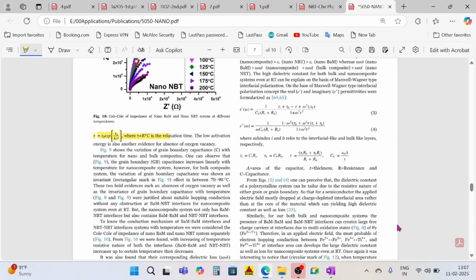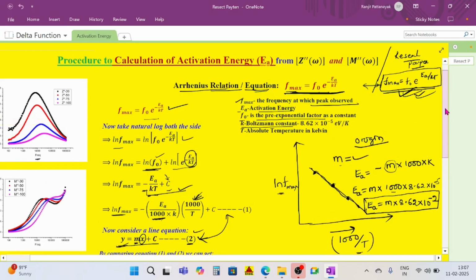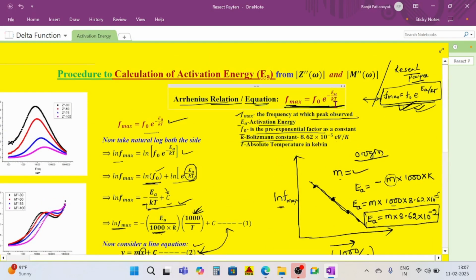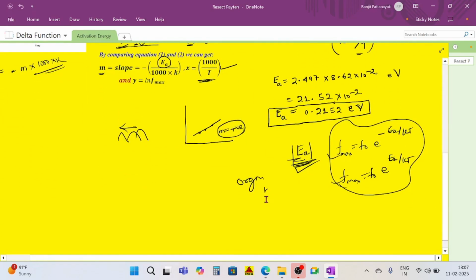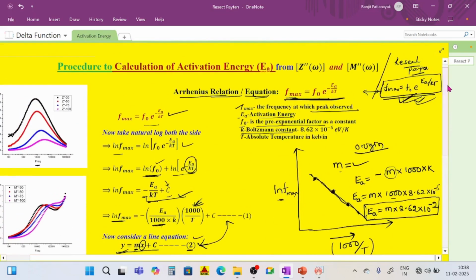So with this conclusion I can say that you just calculate with this procedure. Either you can take plus Ea by kT or minus Ea by kT, there is no issue, but at the end you have to consider the modulus value. Okay, so this is all about the procedure to calculate activation energy from Z double prime and M double prime data, complex impedance and modulus data.